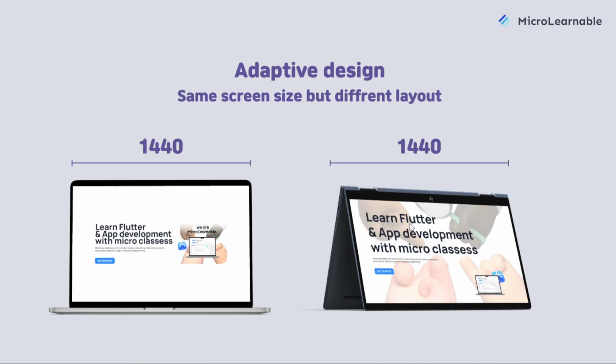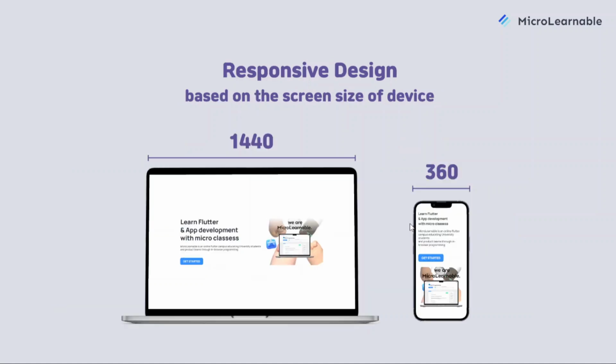An adaptive design requires the creation of a different layout for each device the website will be accessed on. It requires a different version depending on each screen size. On the other hand, a responsive design can change its layout and appearance based on the screen size of the device it's accessed on, from a large desktop computer to a small mobile phone with only one version.